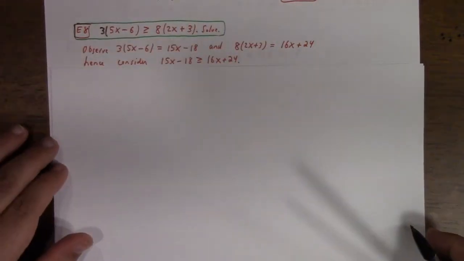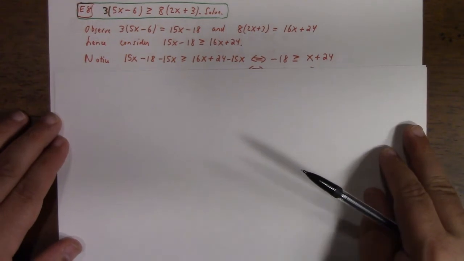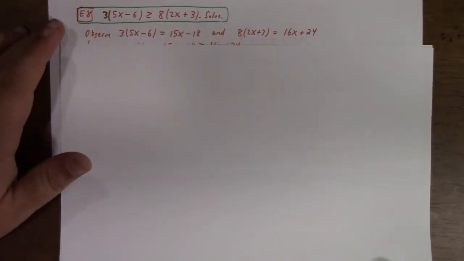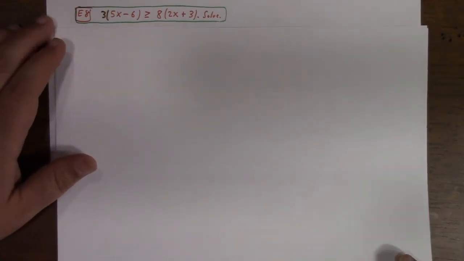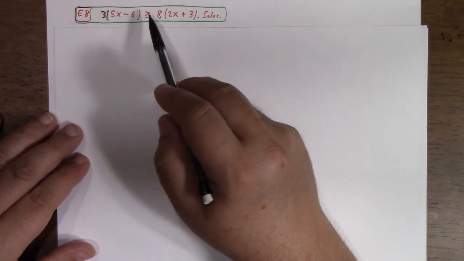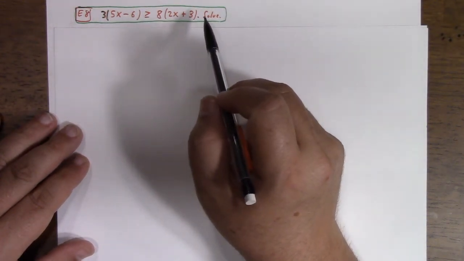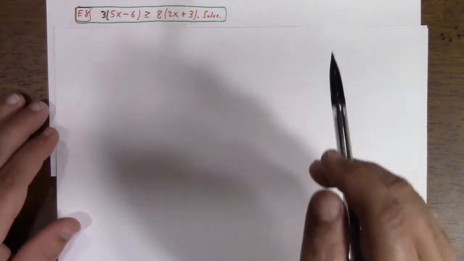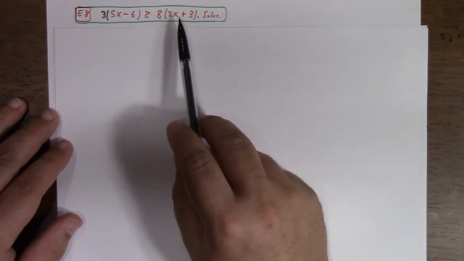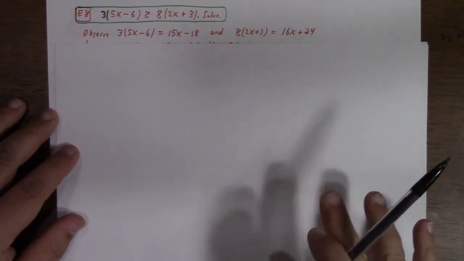So that brings us to example 8, right? Example 8 here. We have 3 times parentheses 5x minus 6 close parentheses greater than or equal to 8 times parentheses 2x plus 3 close parentheses. Solve. All right, so here we really need to do some algebra before we try to solve the inequality, so I'll just go ahead and do that.